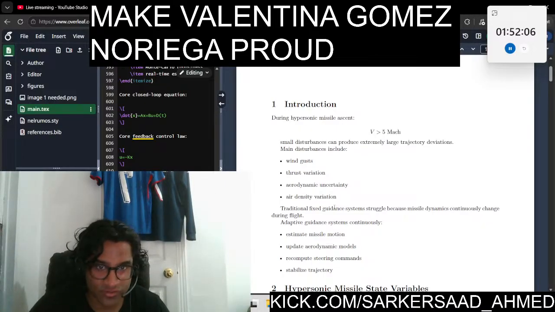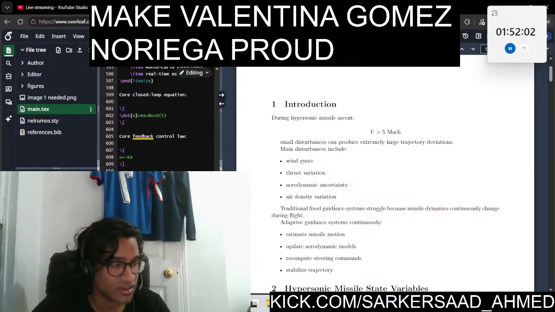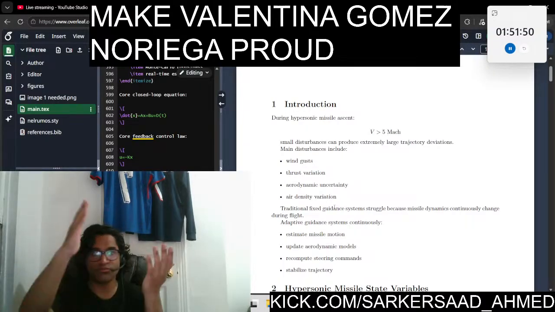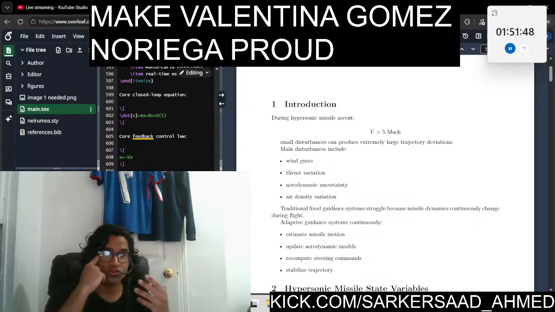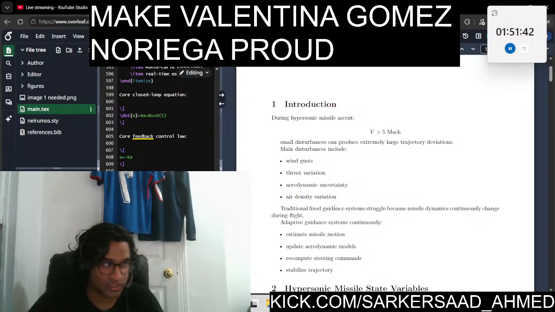So wind gusts, thrust variation, aerodynamic uncertainty. Obviously, you know what aerodynamic uncertainty is. Aerodynamics can affect the drag force, the weight force, the thrust force, the nose pitch up, pitch down. So let's say there's wind and then it went nose up, nose down. So you have variations of some aerodynamic values, right? Your pressure may decrease, or your pitch rate will decrease, or your velocity will decrease.